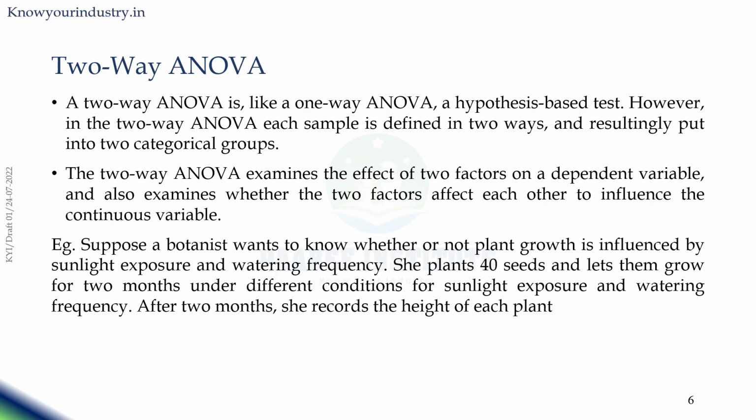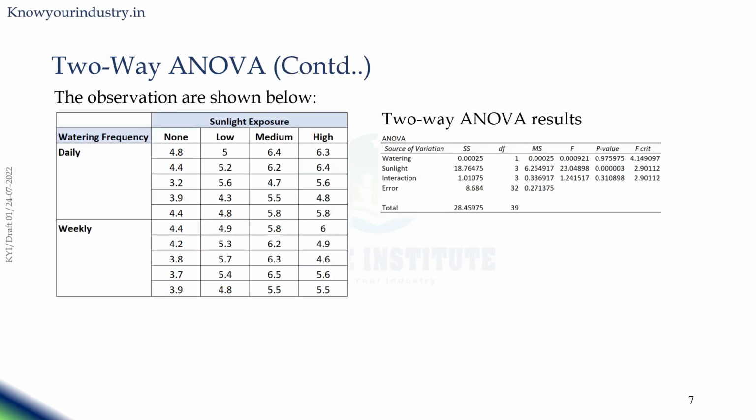For example, a botanist wants to know whether or not plant growth is influenced by sunlight exposure and watering frequency. She plants 40 seeds and lets them grow for 2 months under different conditions for sunlight exposure and watering frequency. After 2 months, she records the height of each plant. The results are shown in the table. The watering frequency is daily and weekly, and sunlight exposure is no sunlight, low sunlight, medium sunlight, and high sunlight. These numbers indicate the height of the plant grown after 2 months.